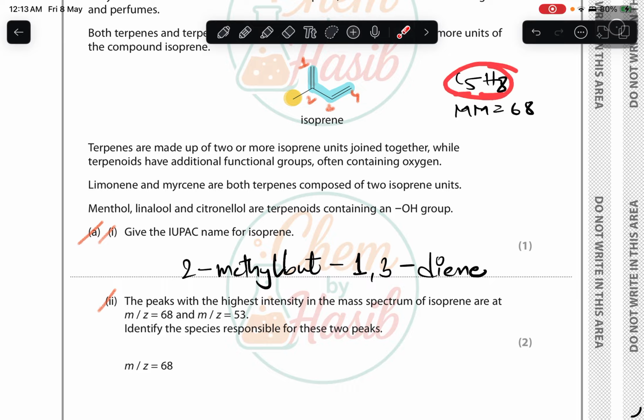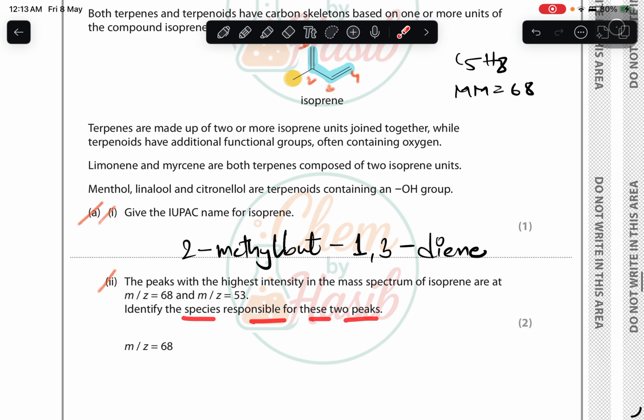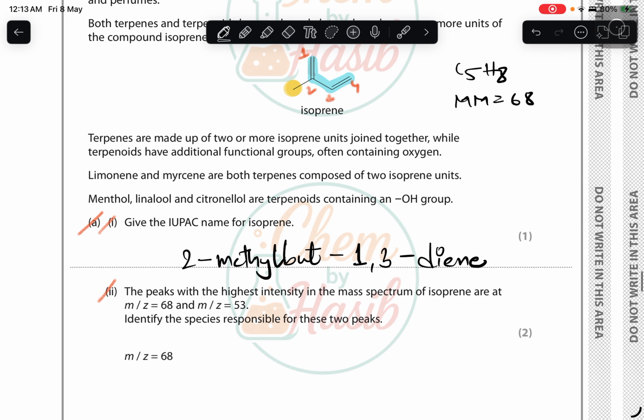C5H8 is the molecular formula of isoprene, and the molar mass is found to be 68, right? It says species responsible for these 2 peaks. The m/z equal to 68. 68 is the molecular ion peak, because 68 is the molar mass. So this would be the molecular ion peak. So this whole thing, you write the whole thing and give a plus charge. That would be the species responsible, right?